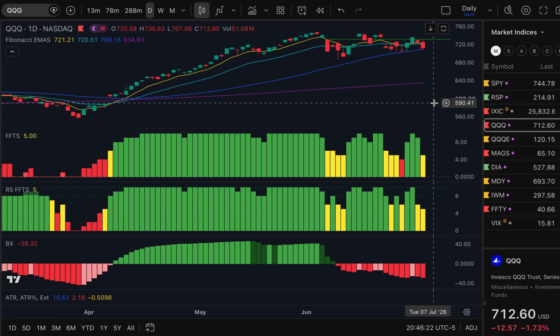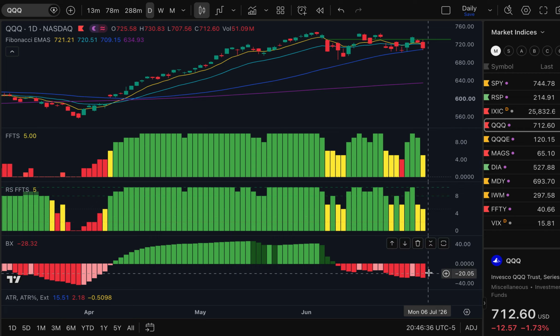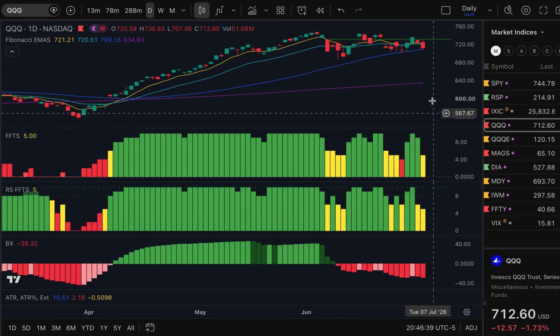So looking at the state of the Qs, we're not quite in a strong uptrend yet. We've got yellow scores on the fast fib trend and the RS fib trend, and we've got a negative score on the momentum.